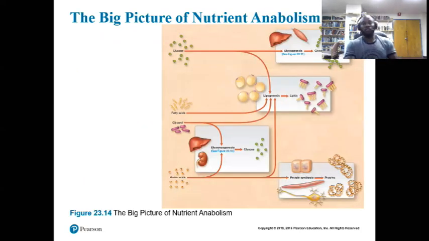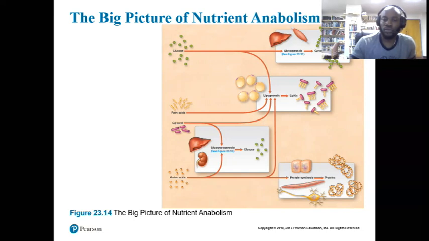And this is the big picture of nutrient anabolism. Right? Notice that we can take glucose, make glycogen, fatty acids, we can make fatty acids from glycerol, from amino acids, from all those we can make fat. And from amino acids, we can also build proteins.